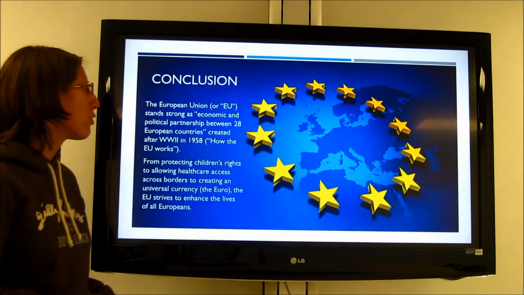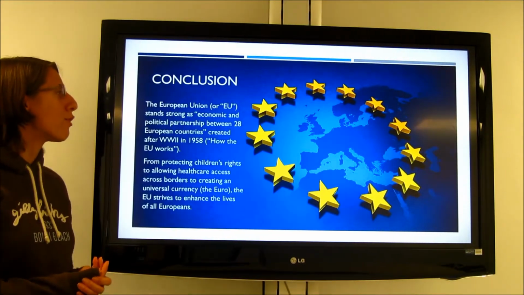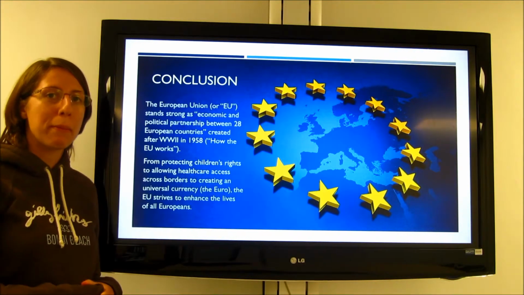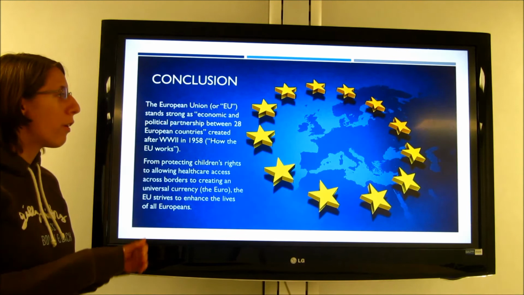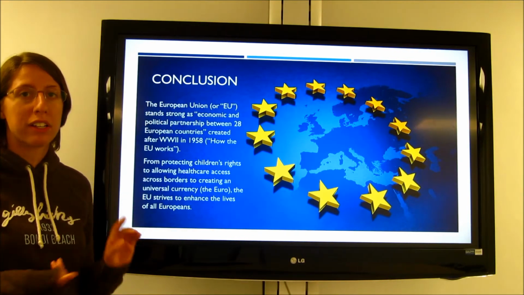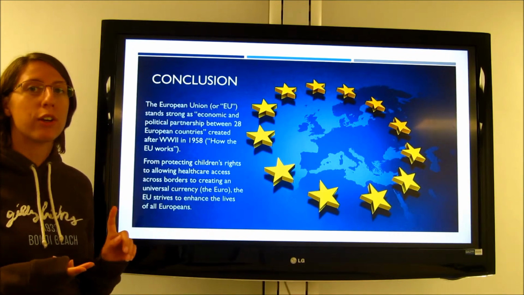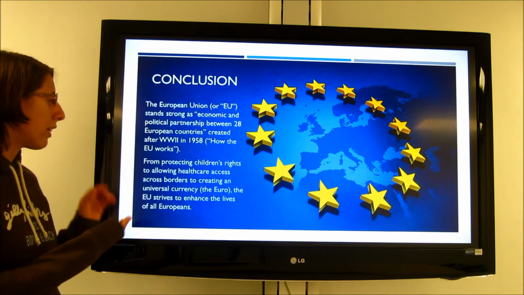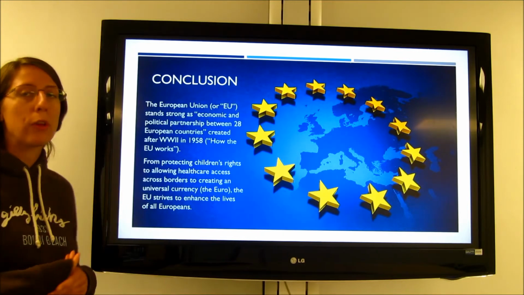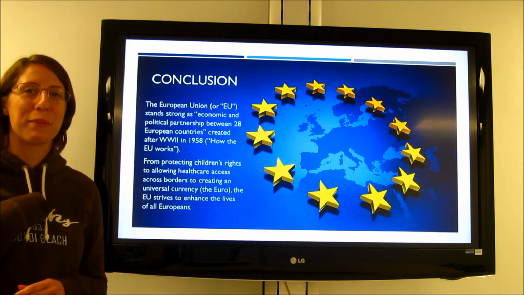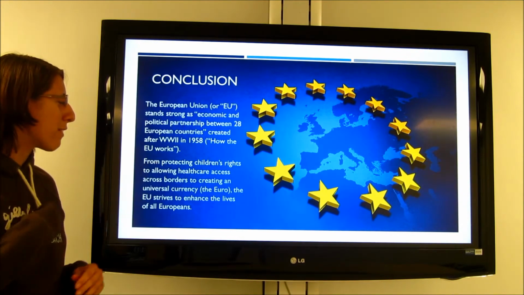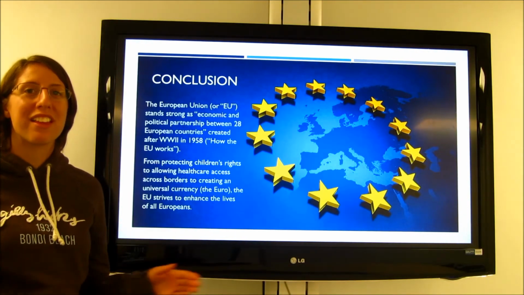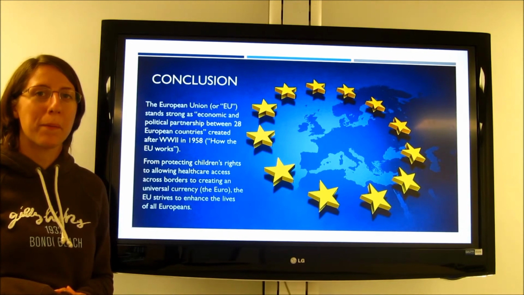And there we go. In conclusion, I believe the European Union stands strong as its goal is an economic and political partnership between the 28 member countries. They also cover a broad range of issues, from protecting children's rights to providing a good healthcare system, an education system, to the universal currency they use, the euro that they've used for the past 13 years. They've strived to enhance the lives of all the Europeans in their different regions, and I believe they have done a very good job in doing so.